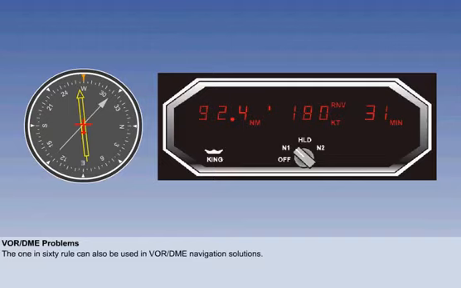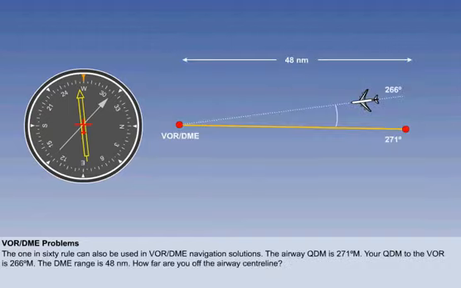Take this case. You are flying along an airway to a VOR DME. The airway centerline is 271 magnetic. Your radio magnetic indicator tells you that your bearing to the VOR is 266, and your DME range is 48 miles. How far are you off the centerline, and to which side?